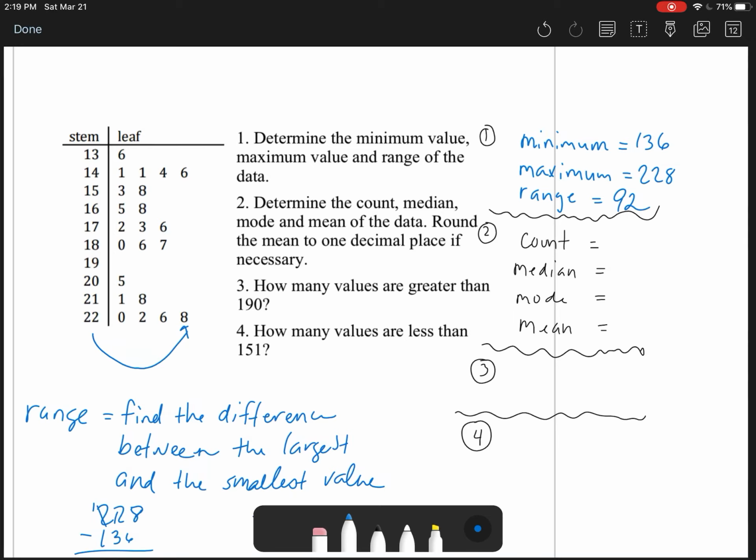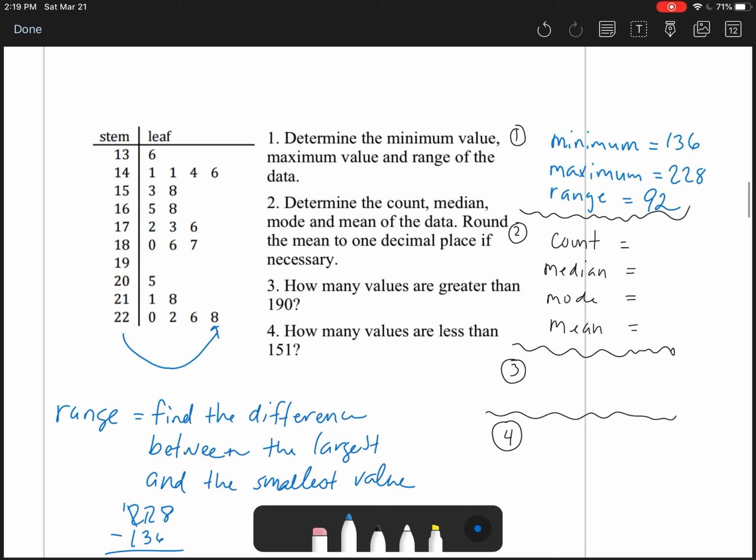Okay, question number 2 says determine the count, the median, mode, and mean of the data. Round the mean to 1 decimal place if necessary. The count refers to how many numbers we have in the whole data. So the way that we do that is simply counting the number of leaves. Okay, we count 1, 2, 3, 4, 5, 6, 7, 8, 9, 10, 11, 12, 13, 14, 15, 16, 17, 18, 19, 20, 21, 22. So we have 22 numbers in our data.